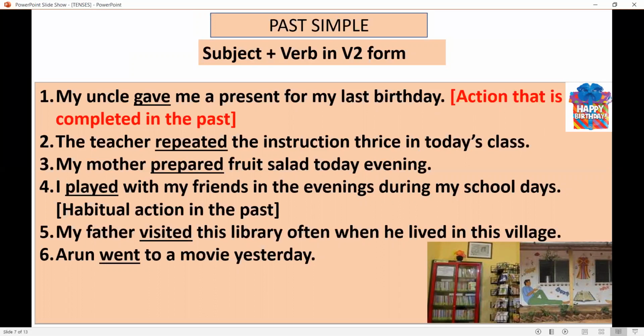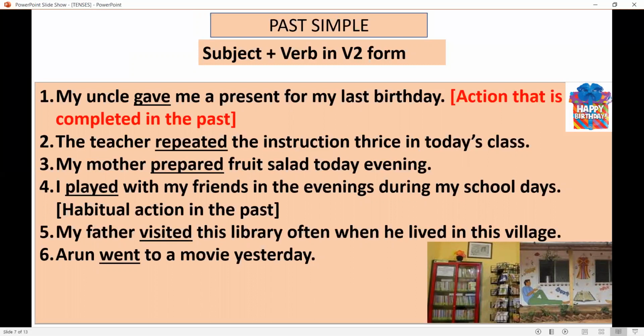So maybe you are talking in the evening, so you mention this. Example 3, my mother prepared fruit salad today evening. So you're talking about it in the night and the action is completed and you already released it. All right. Next one, I played with my friends in the evenings during my school days. Now, this is a slightly different example. When we are referring to habitual action in the past also, we can use past simple tense.